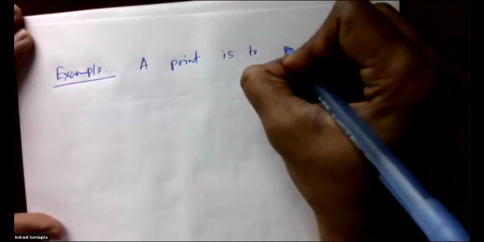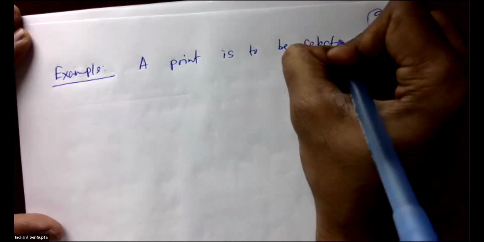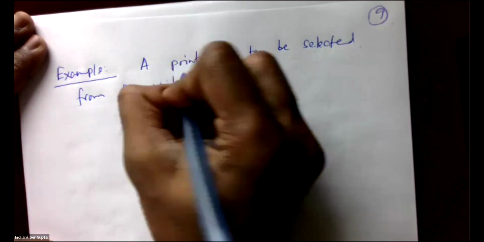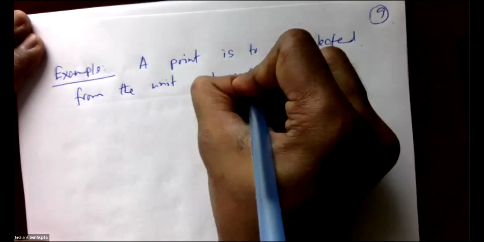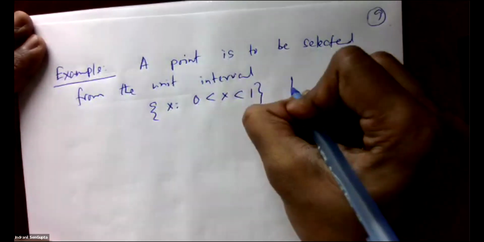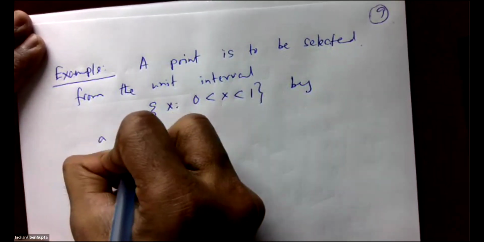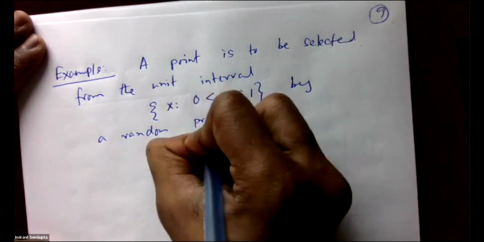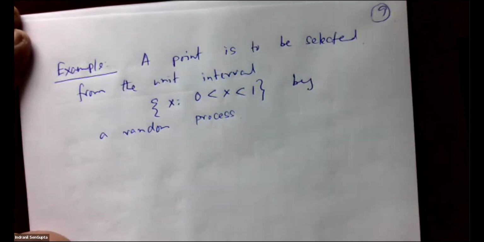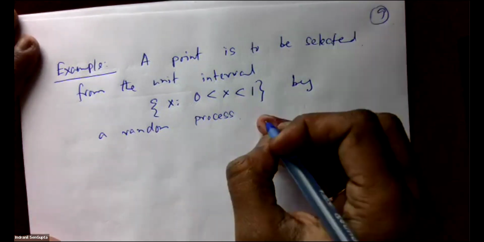So this goes like this. A point is to be selected from the unit interval, say x between 0 and 1, by a random process. So we'll be picking up a point from the unit interval using a random process.